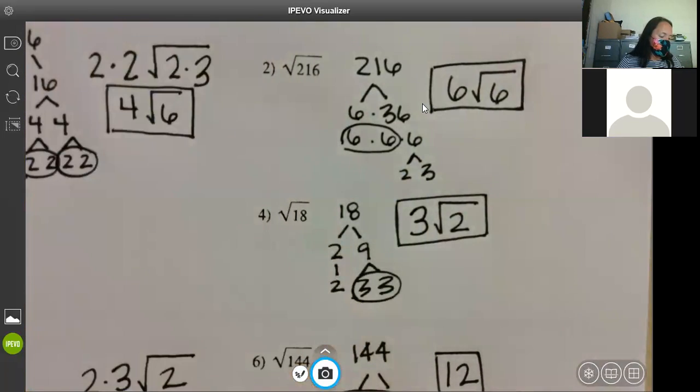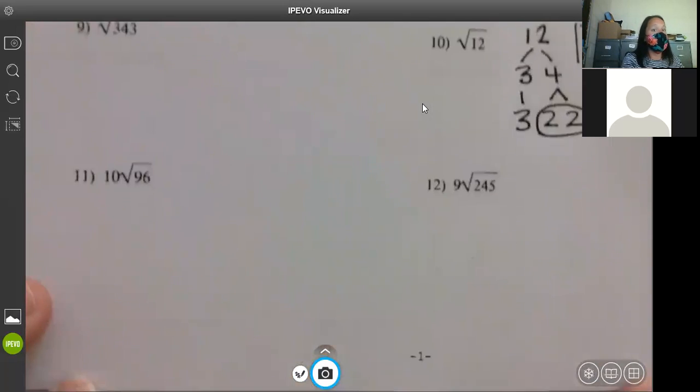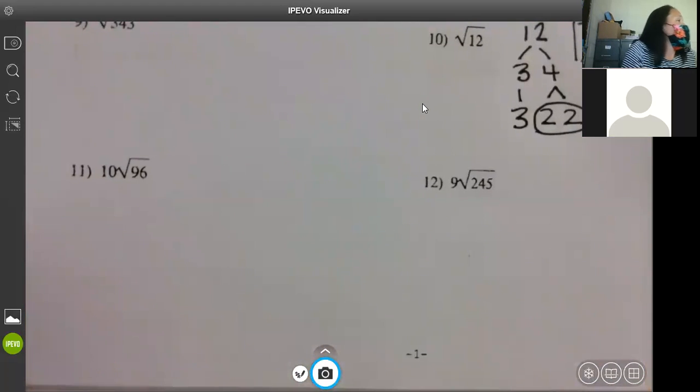Okay. Now let's look at number 11. What's different about number 11? Yeah, there's a number outside. That number is going to stay outside. So when we pull more out, we're going to put it with that number on the outside. So we already factored 96 at the top on number 1. Does everybody see that? So we don't have to do it again. Okay, we've already done it.